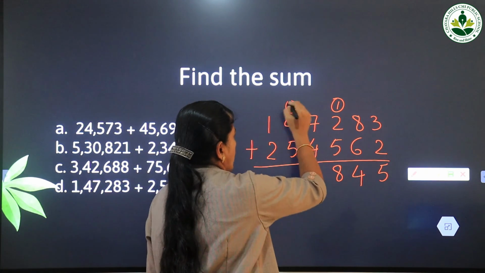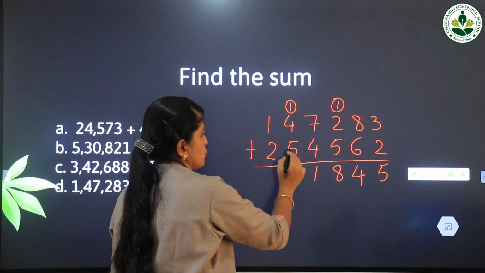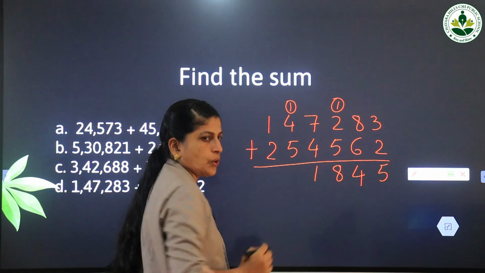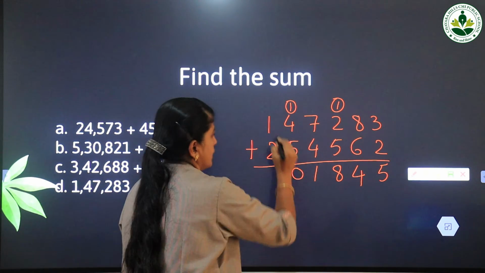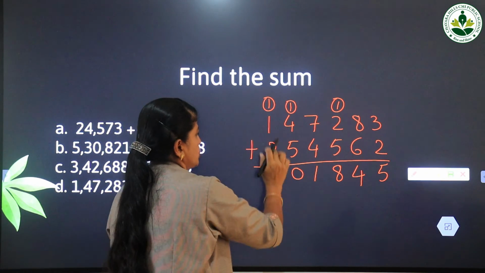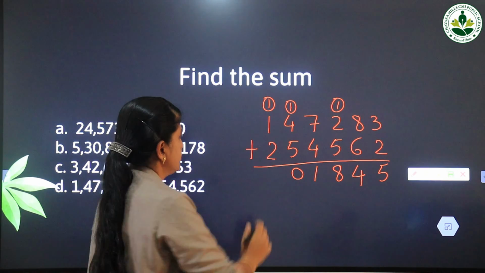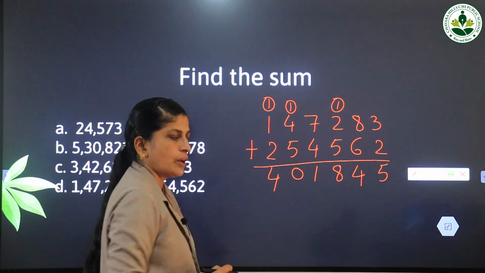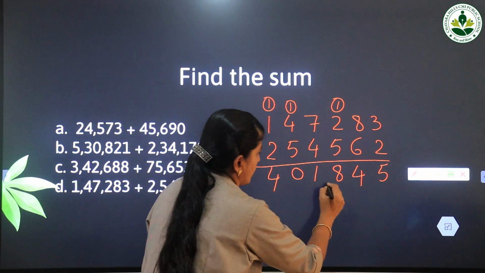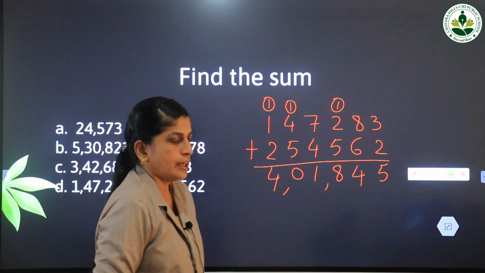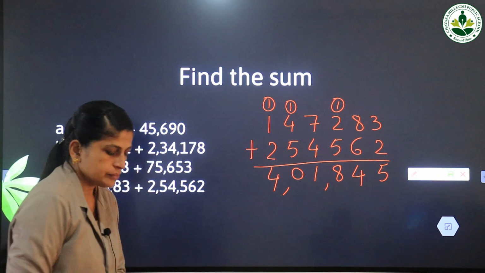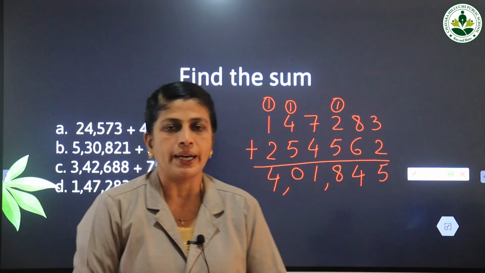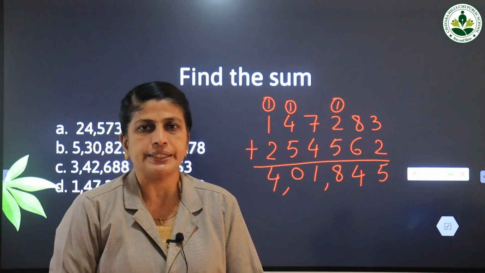Remainder 1. Then 5 plus 4. Next place. 5 plus 4 is 9. 9 plus 1, 10. Remainder 1. Then 2 plus 1, 3. 3 plus 1, 4. We got the sum. Then the number is 4,01,845.